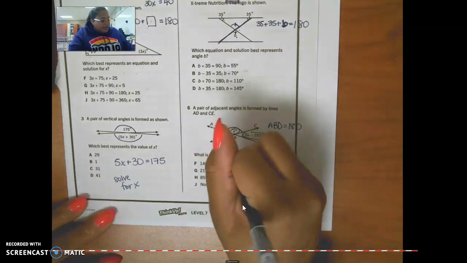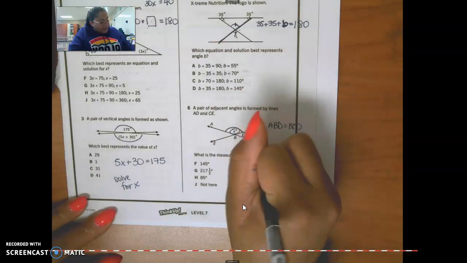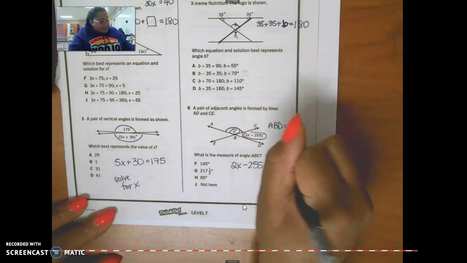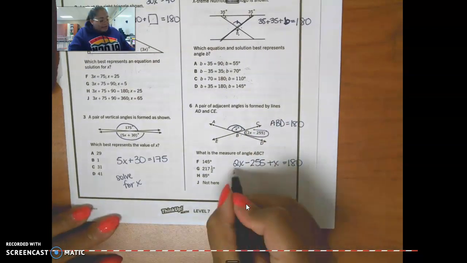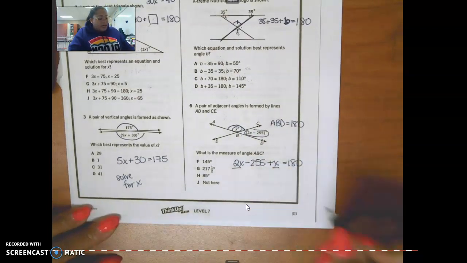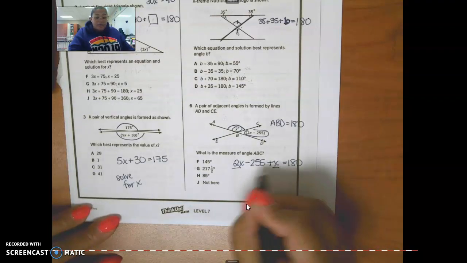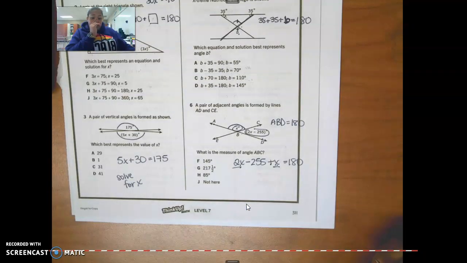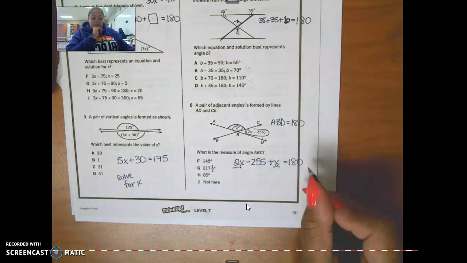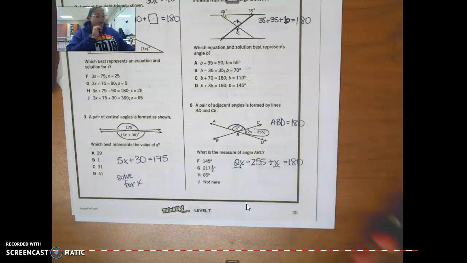If I have 2x minus 255 plus x equals 180 here. Keep in mind that I have 2x's here and 1x here, and I need to add them. 2x plus 1x will equal some number. Let me make sure I did that right. Minus 255. We'll add 255 to both sides and then divide by 3. All right.